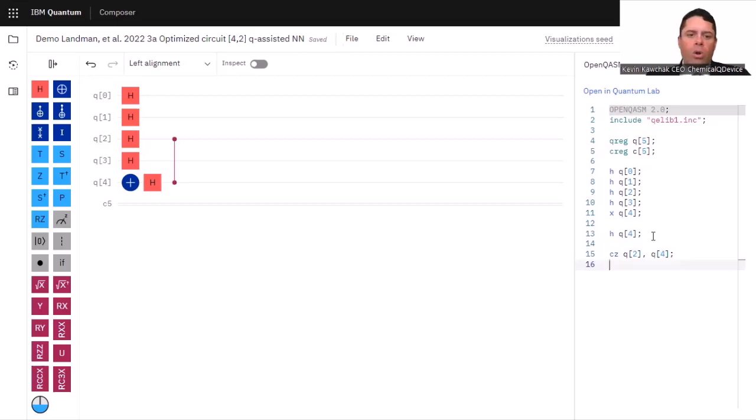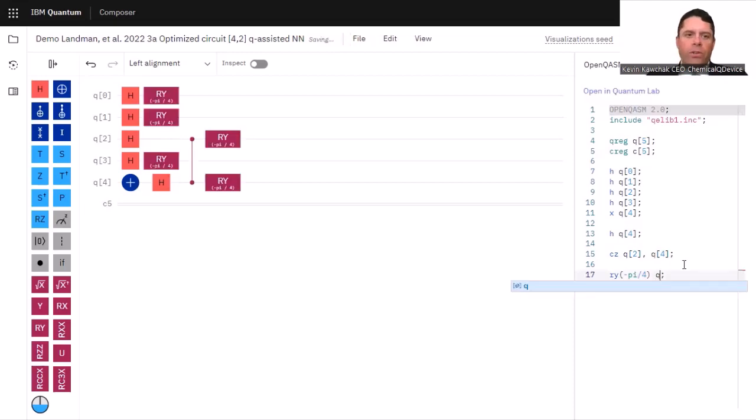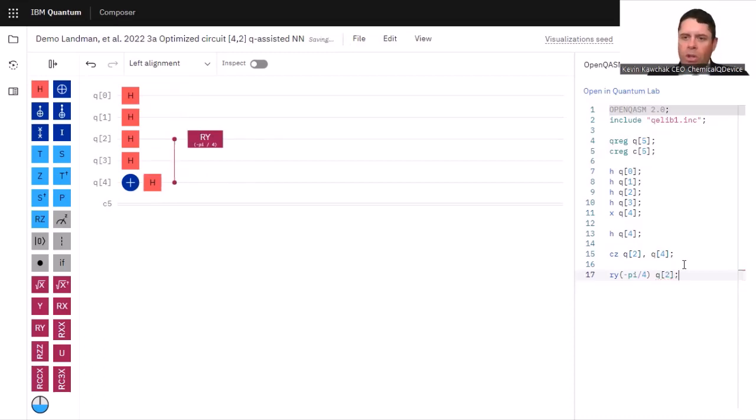Now I'm going to do some RYs in the next one. So RY, and if you forget how to do this, if you do RY and then just tab, it'll tell you what it wants. So theta is the angle. I'm going to go negative, and I have to type in pi divided by 4. And then A is kind of tricky, but it actually stands for the qubit, which is at Q2. Okay. And the next one is another RY, but it's positive, and it's at Q4.